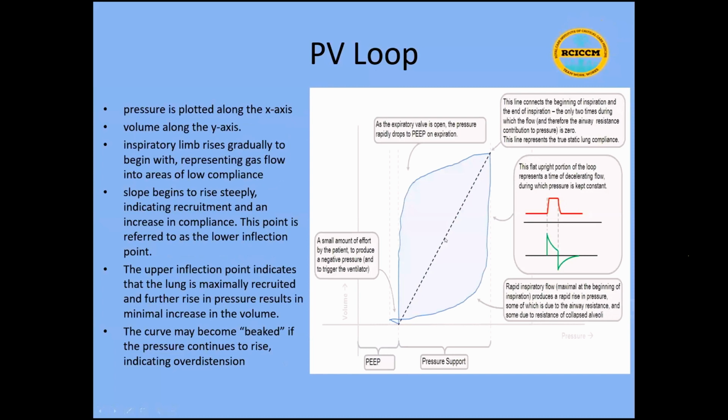But meanwhile, I just wanted to highlight the fact that these can be quite extensively informative by the bedside, wherein you can look at the lower inflection point and upper inflection point. Thereby, you could probably look at what the optimal PEEP for that particular patient could be. So it can give away quite a lot of information. So that is a pressure volume loop.